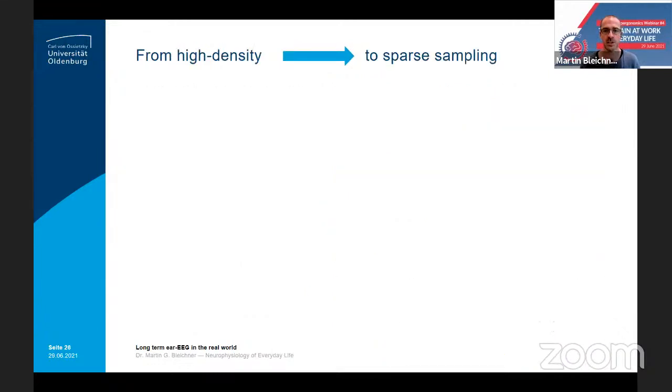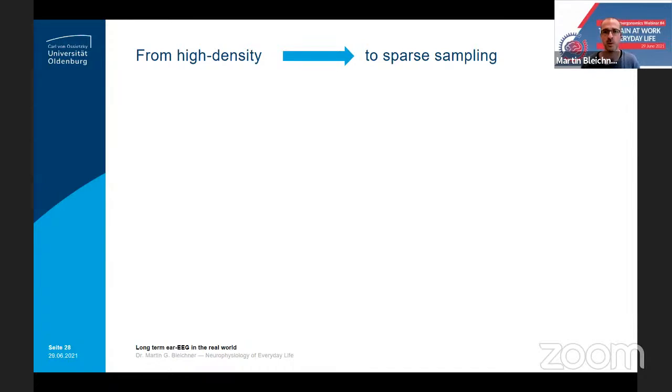The last transition is from high density to sparse sampling. In the lab, we are used to having as many electrodes as possible. And ironically, very often, in the end, we record the result of a single electrode. In real-world recordings, we need to be smarter. If we want to record in everyday life with as little interference with a person's normal behavior, we are bound to have a limited number of sensors.